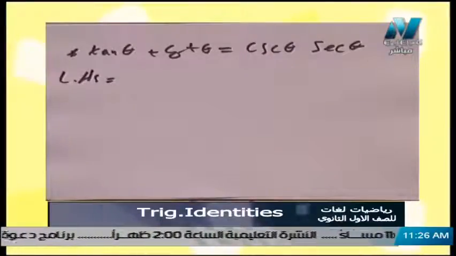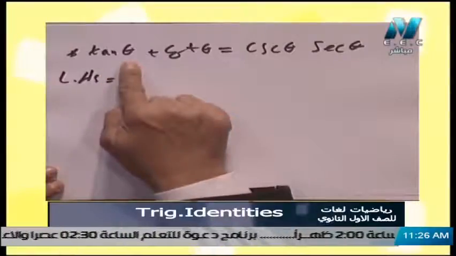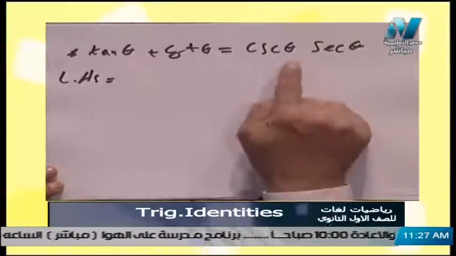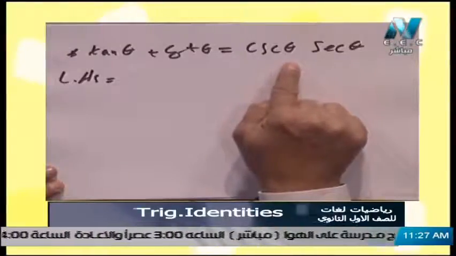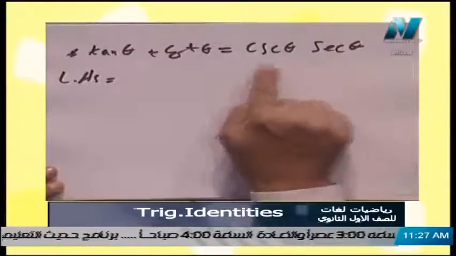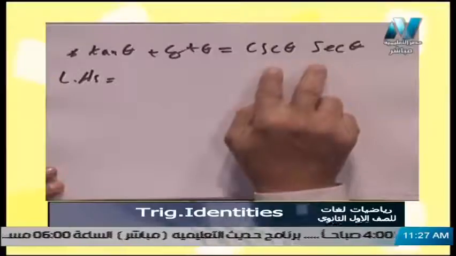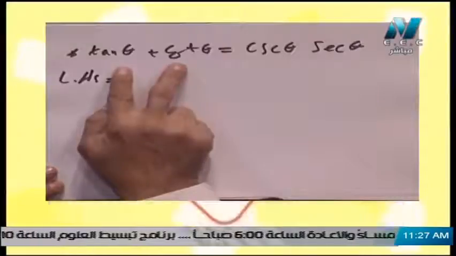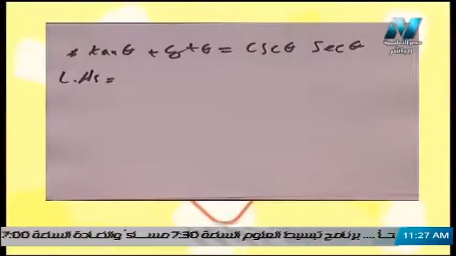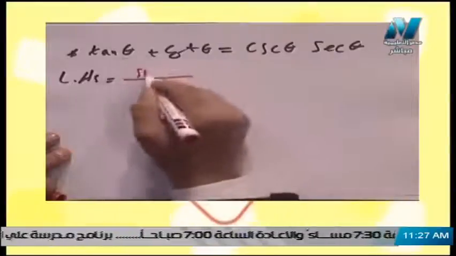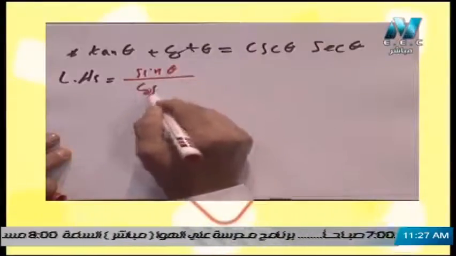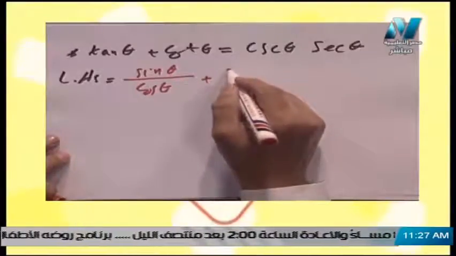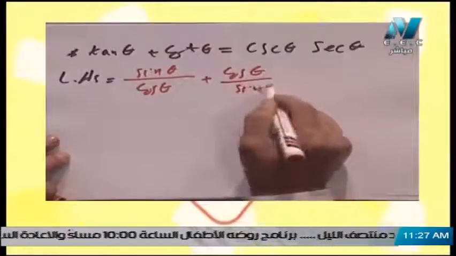We know, my dear students, that tan theta equals sine over cosine. Some of you ask me, why don't you start with the right hand side here? The right hand side here is very simple, and we cannot easily make it into tan theta plus cotan theta. But we know that tan theta here equals sine theta over cosine theta, plus cotangent theta equals cosine theta over sine theta.